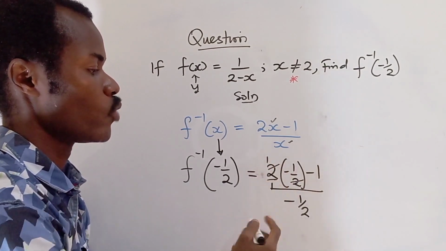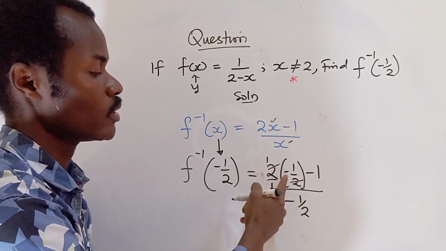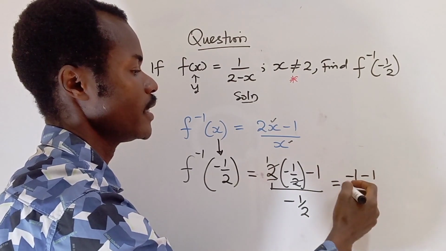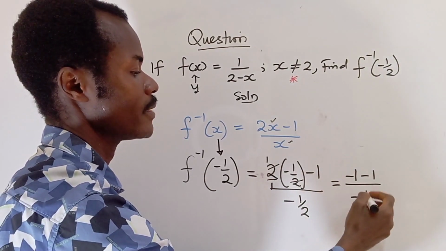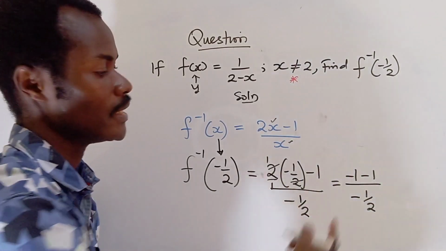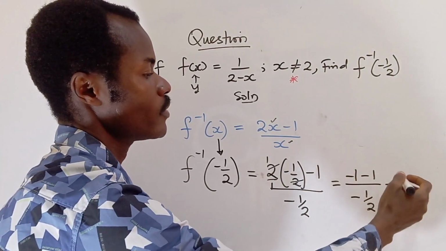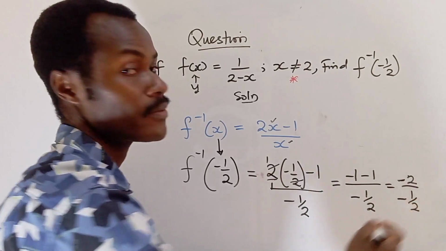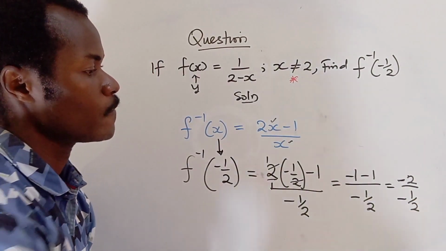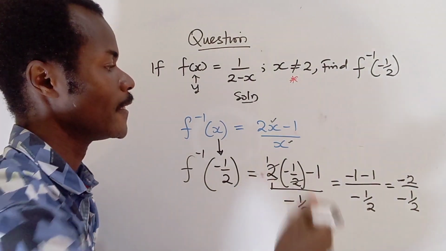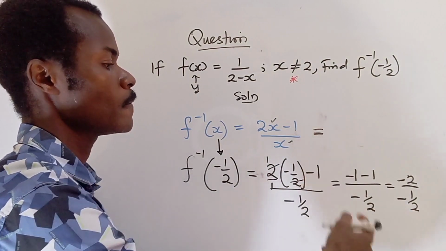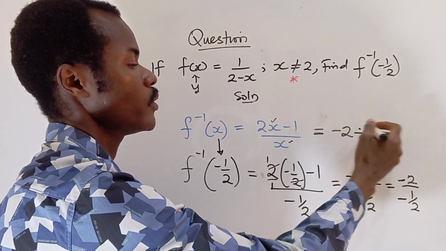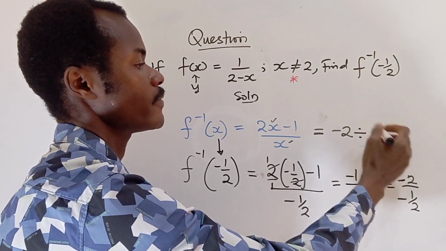Now for this, we can write this as over 1. This can cancel, this is 1 over 1. So we have 1 times minus 1, which will give us minus 1. And we have minus 1 here divided by minus half. Now, 2 times minus 1 is going to give us minus 2, divided by minus half. So from this point, we can solve further. That will give us minus 2 divided by minus half.